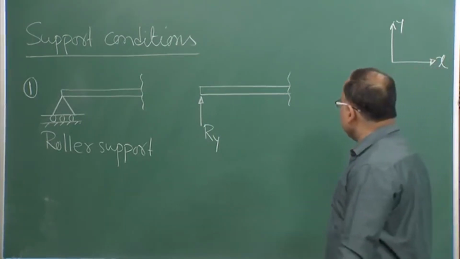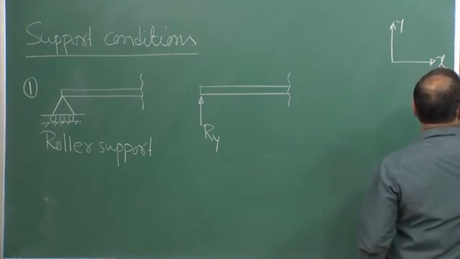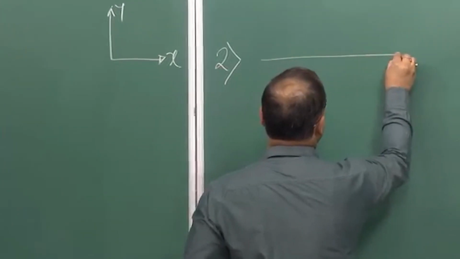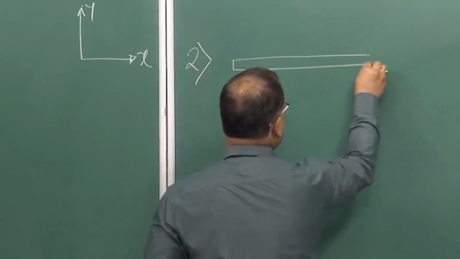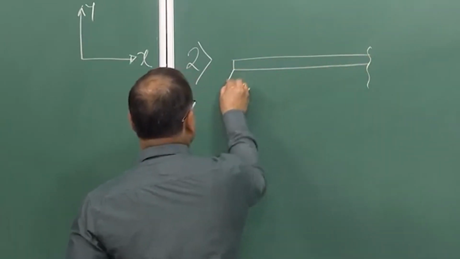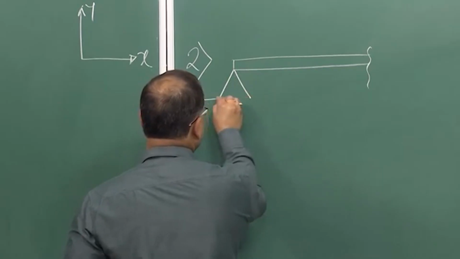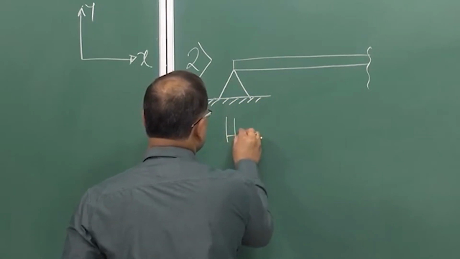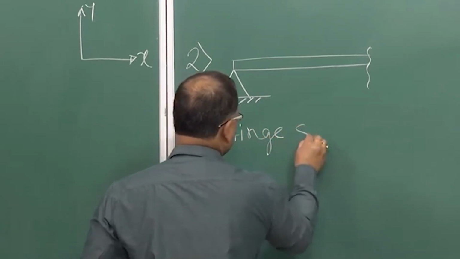Okay. Similarly, the second type of support is hinge support. Take another beam. So, this is your hinge support.